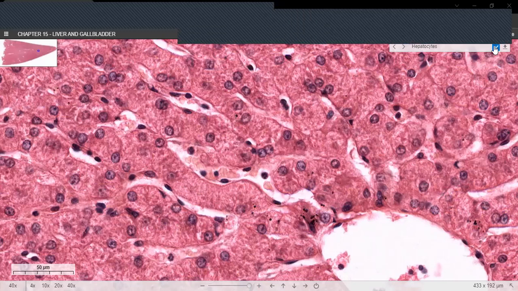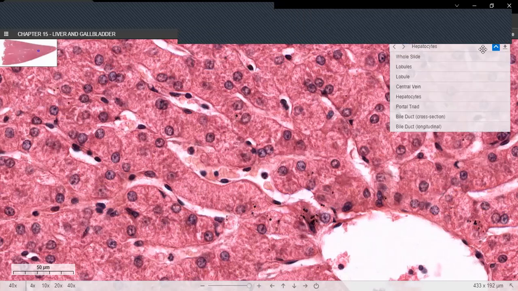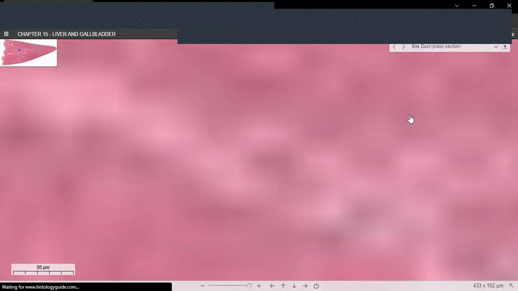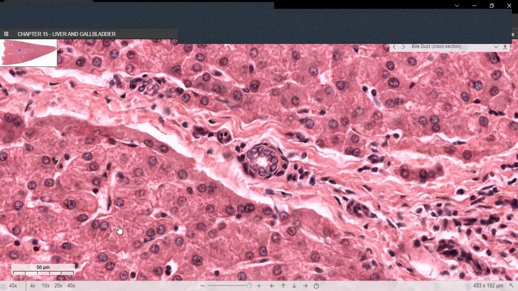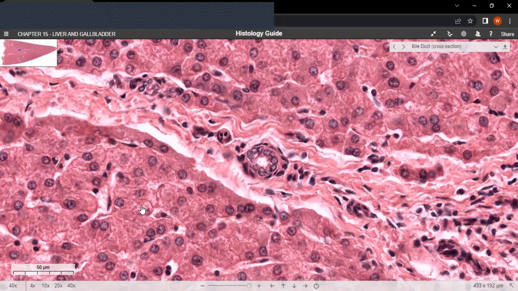Now let's look at the bile. How will bile flow? Bile is produced in these hepatocytes, then it will flow into the bile canaliculi. Bile canaliculi are simply passages between the cell membranes of adjacent hepatocytes. Then they will collect into a terminal bile ductule, then into a perilobular ductule, then into the interlobular ducts. Interlobular ducts, as I said, are in the portal triad.